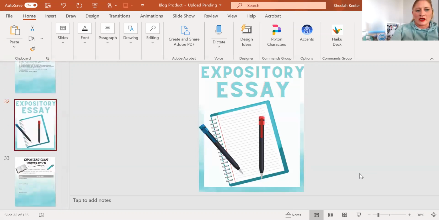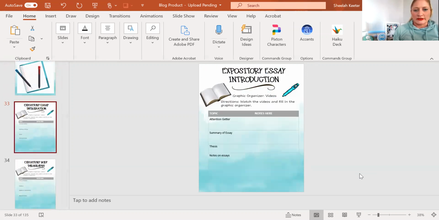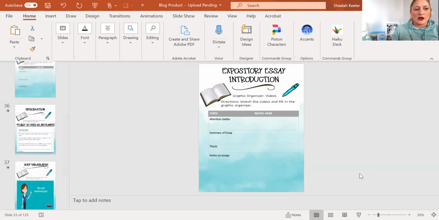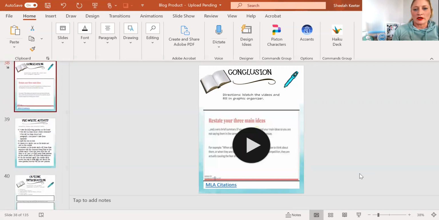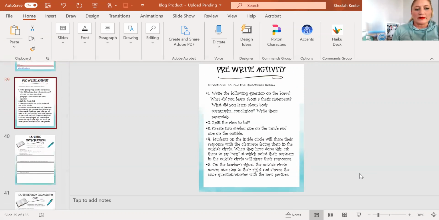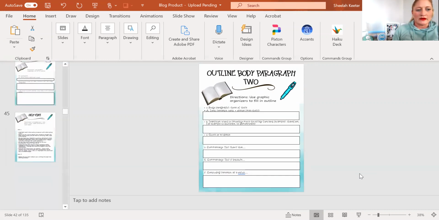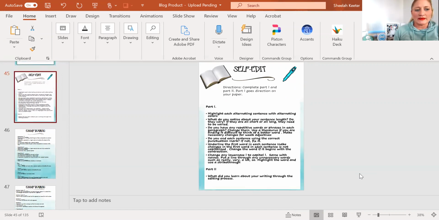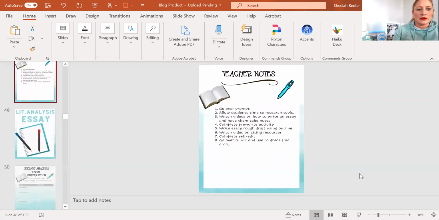The next essay that I want to talk about is the expository essay, and this is the informational essay. Typically, this is done senior year today. It used to be done 10th grade year, but it's done senior year. With expository writing, I make sure that they have graphic organizers and they take notes. I also show 3 different videos about the different parts of the essay. We have a pre-write activity, and then they have an outline that they can follow step by step as they write their essay. They have a self-edit, always do a self-edit, a rubric, of course.